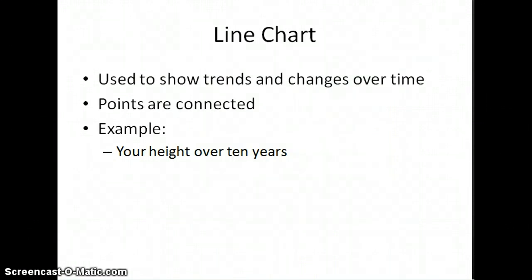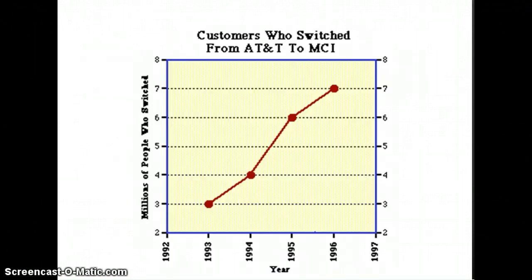Next is a line chart. This is used to show trends and changes over time. In a line chart, you're going to have different points which are connected. You can use this to determine your height over 10 years. Here's an example of a line chart. As you can tell, you can see the trend over time of how many customers switched from AT&T to MCI from 1992 to 1997.